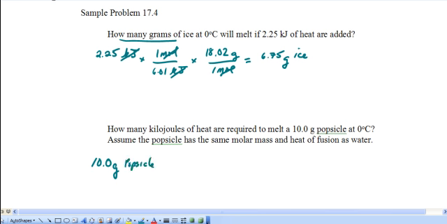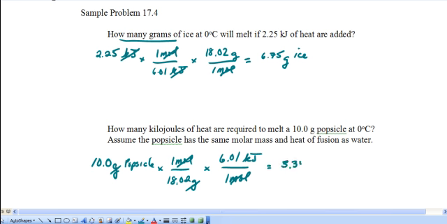The ice itself. So the first thing we have to do is change this into moles, as we typically do. 1 mole of ice has a mass of 18.02 grams, so that'll get us into moles. And to change that into the energy, it's 6.01 kilojoules over 1 mole. The moles divide out, we're left with kilojoules, and so we have 10 divided by 18.02 times 6.01, and we get 3.34 kilojoules of heat that would be required to melt a 10-gram popsicle.